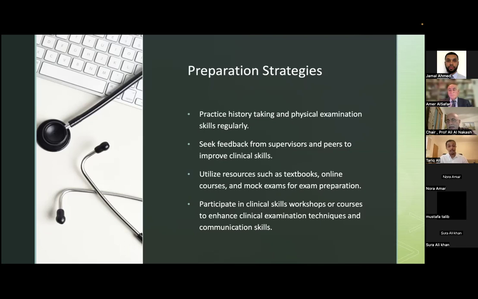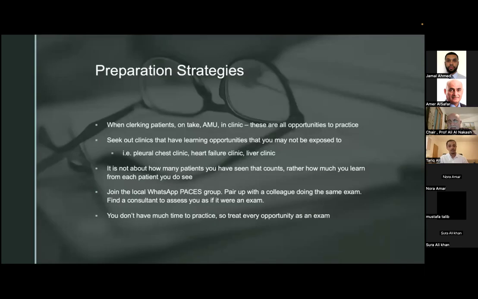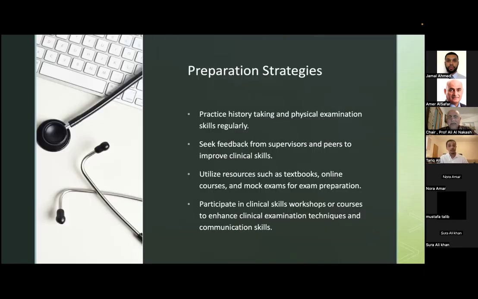And I emphasize that it needs to be someone who can give you feedback. If you're practicing with someone else who is doing PACES, that's fine, but you will not get the same quality of feedback as you would with a consultant who probably doesn't care too much what you think about them, as opposed to a peer who you're working alongside during the exam. So get your consultants, get your senior registrars to come and give you that help. There are resources available, such as textbooks, online courses, mock exams, but practice is the most important thing, okay? Next slide.